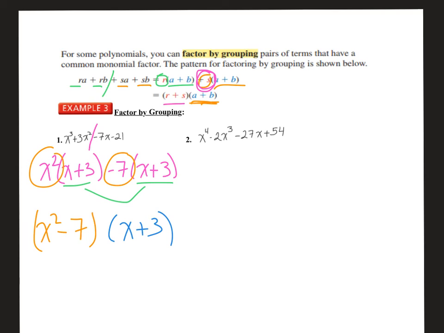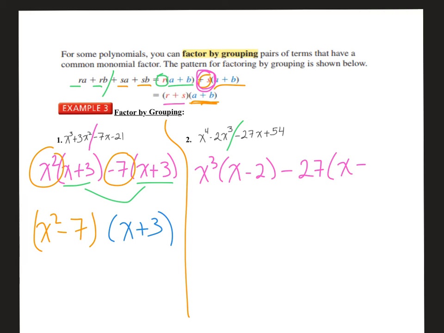So let's try it with the next one. Draw a line there so we don't get mixed up. I'm going to cut it in half. I notice there's an x to the third that I can pull out. And I'll be left with x minus 2. On the other side, I'm going to pull out a negative 27. And that'll leave me with x minus, 27 goes into 54, so 2.